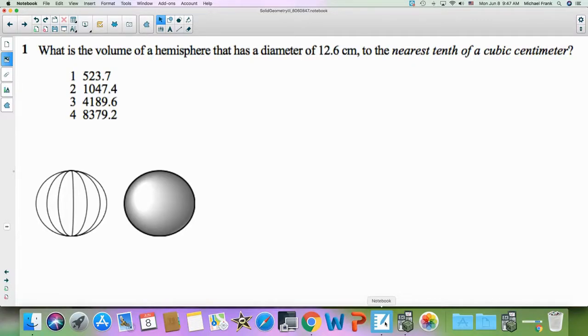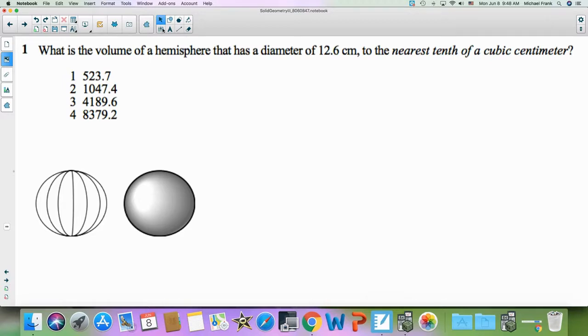Okay, today we're going to go over the final solid geometry part 3 homework. Let's get to it. Question number 1. What is the volume of a hemisphere that has a diameter of 12.6 to the nearest tenth of a cubic centimeter?